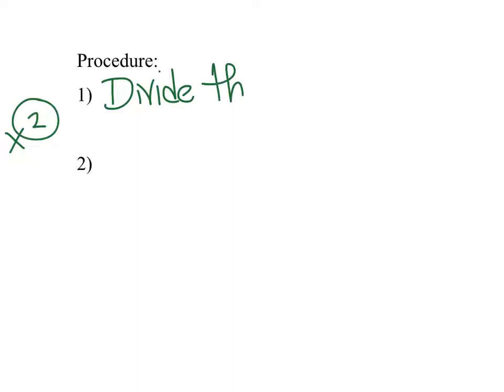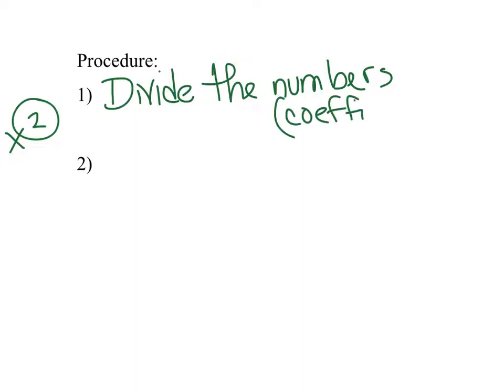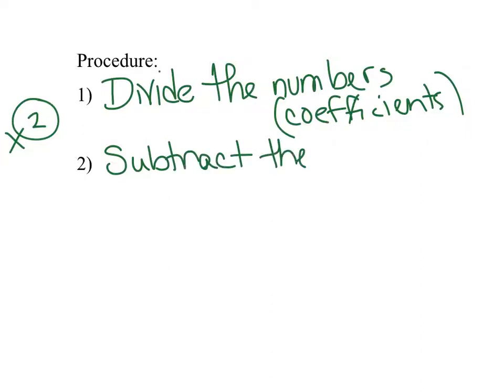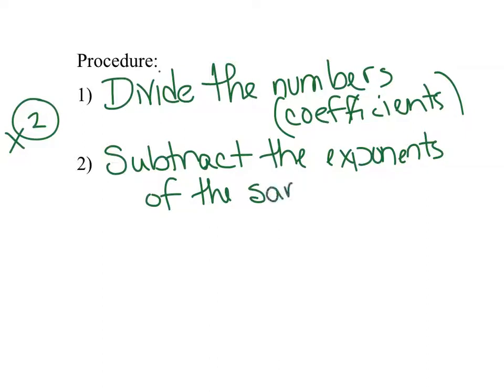the numbers, and a better word for numbers is coefficients. Okay, divide the coefficients and subtract the exponents. And when we subtract the exponents, we're subtracting the exponents of the same variable. Okay, so that is the procedure.